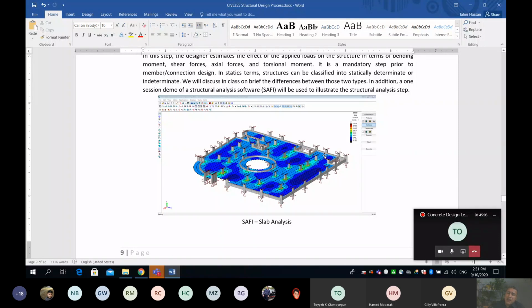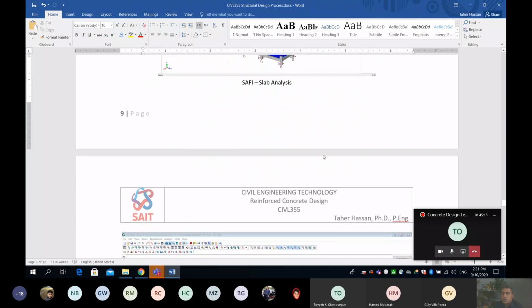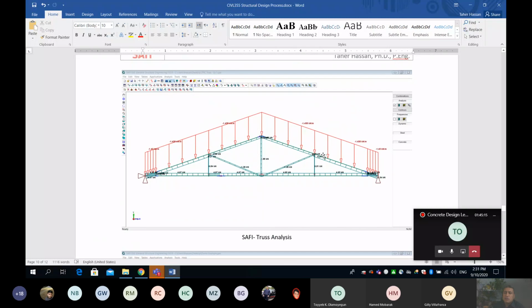So we use SAFE to find the bending moments because the next step is to design the slabs and the beams and the columns. I also provide in my document a couple more examples, because this one you guys are very familiar with. What do we call this structural system? Any help? Truss. Truss. Thank you so much.